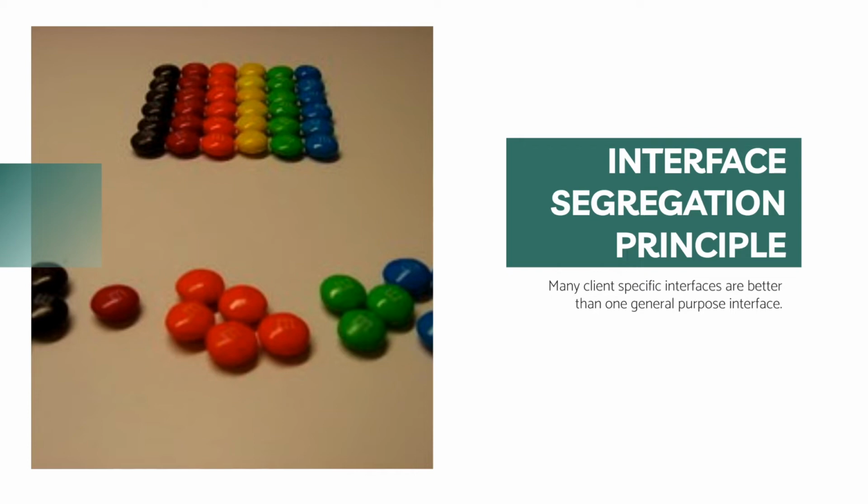The fourth one is the interface segregation principle. Many client-specific interfaces are better than one general-purpose interface. Some code that violates this principle will be easy to identify due to having interfaces with a lot of methods on. This principle complements the single responsibility principle, as you may see that an interface with many methods is actually responsible for more than one area of functionality.